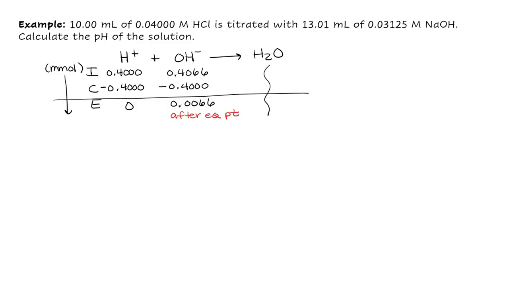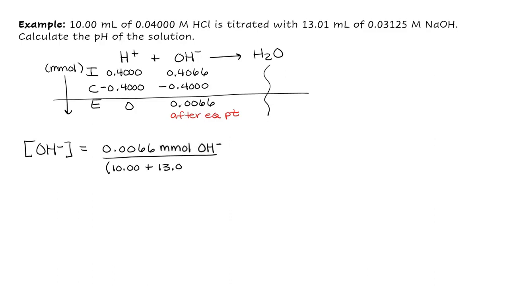To calculate the pH, the first thing we need to do is calculate our hydroxide molarity, and we'll get that from the millimoles, 0.0066, that we had in the E row, and divide that by our total volume. So our total volume is 10.00 plus 13.01 milliliters.